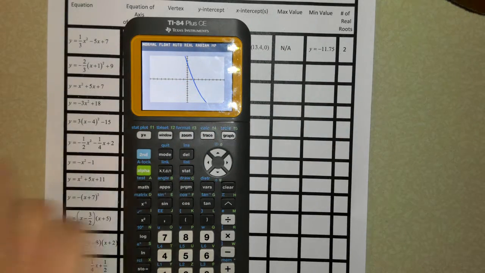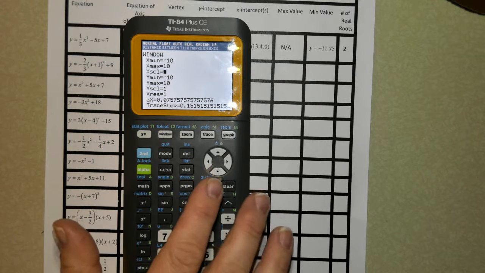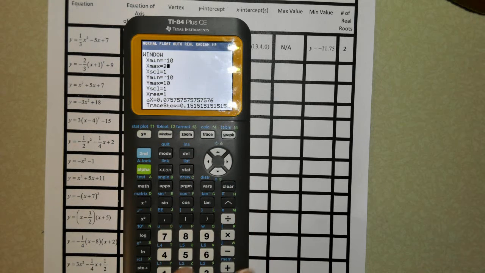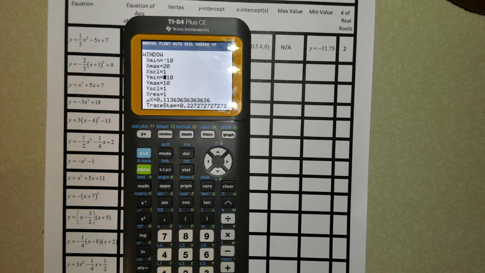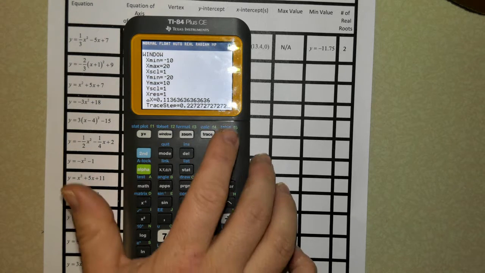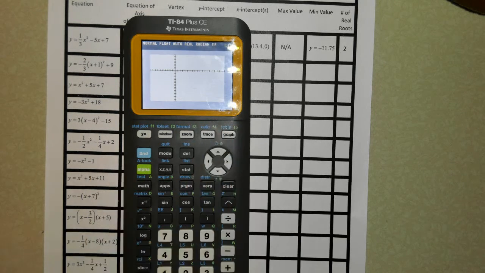There are a few ways. We're going to do it manually first. So I want to move the x's to the right. It's stopping right now at 10. Let's move it to 20 or 25 and see if that's enough. I want to move the y's down. It's stopping at negative 10. Let's go down to negative 20 and now see, is that enough? Do I have a better picture of what this parabola now looks like? I do. I can see the x-intercepts, I can see the y-intercept, and I can see the vertex. Okay, we're ready to do the problem.